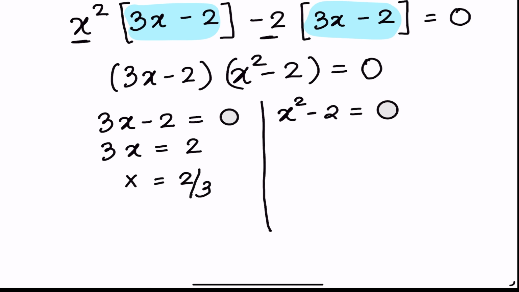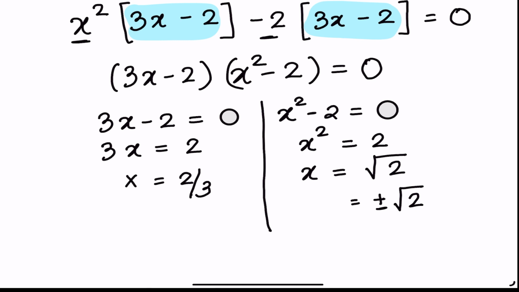Add 2 on both sides. What do I end up with? X squared is equal to 2. What is x equal to? Square root of 2. That means positive or negative, plus or minus radical 2. That means how many solutions do I have? One is 2/3, the other one is positive radical 2, and the other one is negative radical 2.